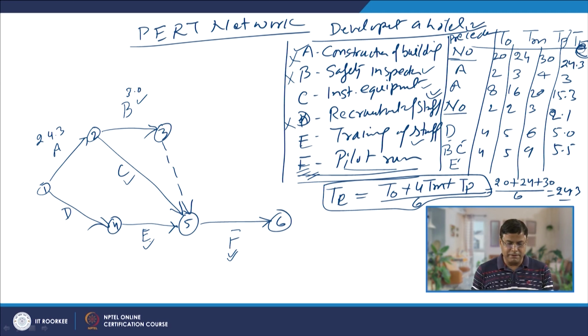Then the expected time for activity C is 15.3. Then the expected time for completion of D is 2.1. Then the expected time for completion TE for activity E is 5, and then the expected time for completion of activity F is 5.5. So, now we have got the time values that are expected for each of the activities.